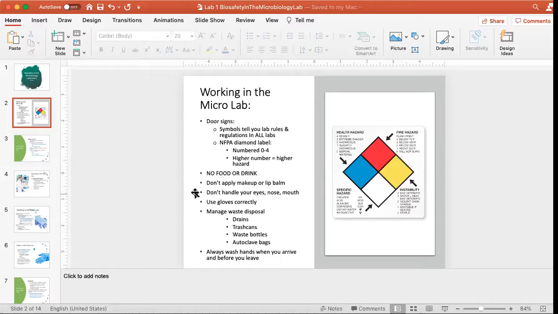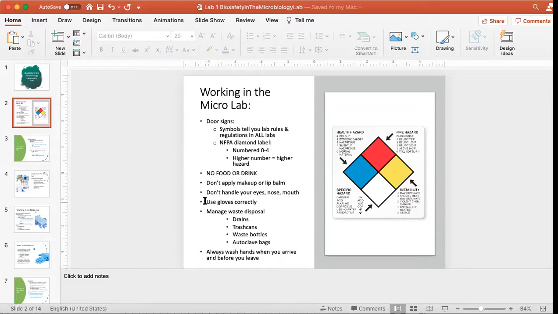Generally speaking, it's just a bad idea to handle your face while you're in a laboratory because your face has places on it that enter your body. So we try not to touch our eyes, we try not to touch our nose or our mouth while we're in a laboratory. It's just not good habit because you could be, again, contaminating yourself with something.